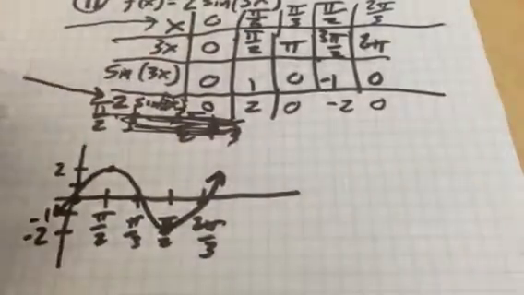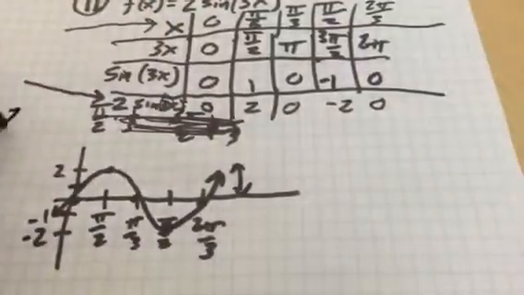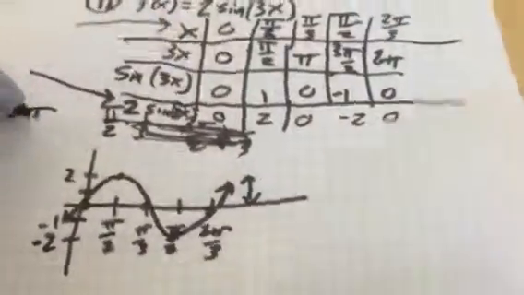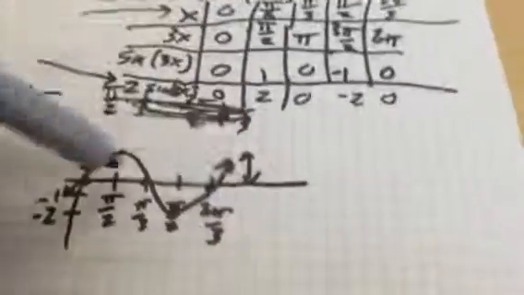And there's a sketch. Notice my amplitude's 2, and my period's compressed. Remember the usual period is 2 pi, but it's happening 3 times as fast, so my period is 2 pi over 3.